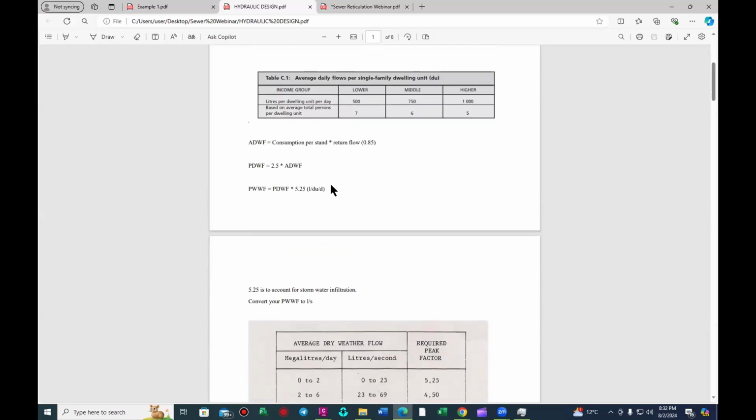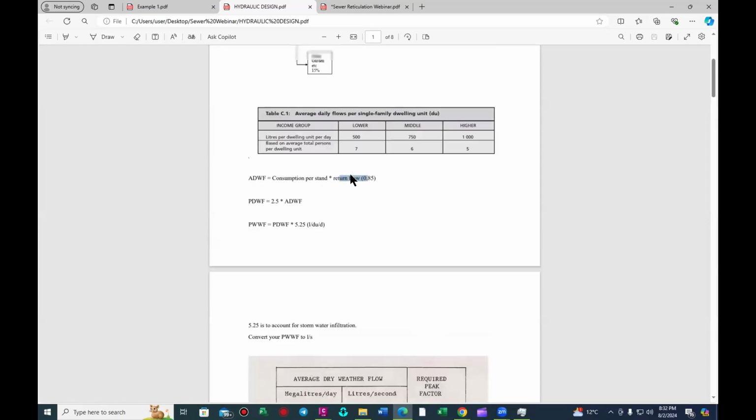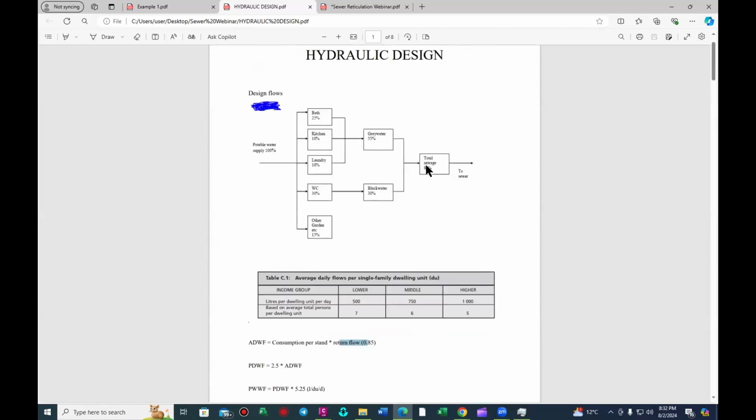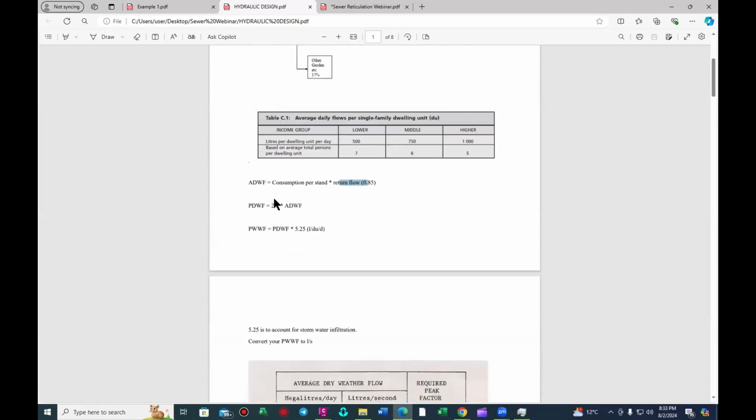If you want to calculate this, remember we said we have to calculate the amount of flow that is being produced by this house. So you calculate what we call the average dry weather flow, which is your consumption multiplied by the return flow, which is the 85%, because we made an assumption that 85% of the water that gets into a household is going to be generated as sewage. So for each household, if it consumes 500 liters per day, how many liters are going to be generated as sewage?